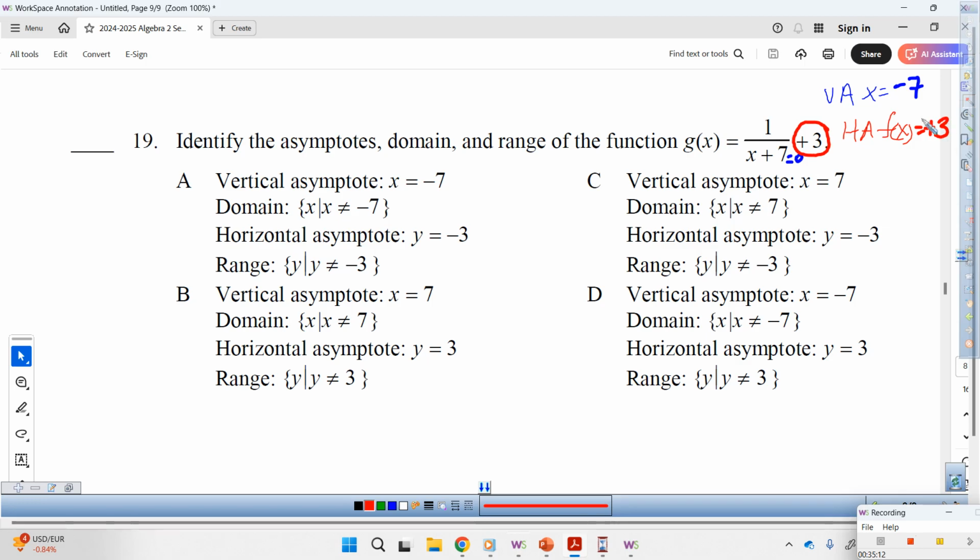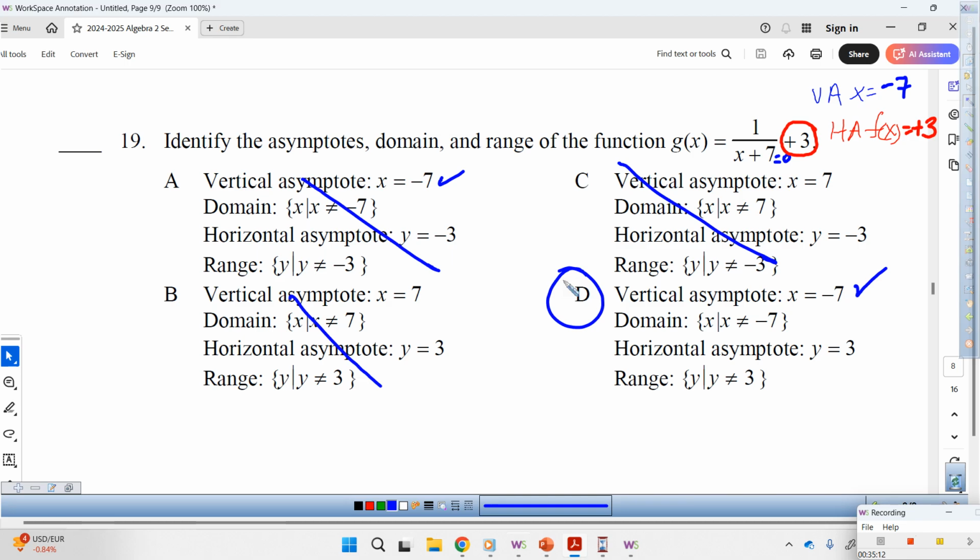So let's match it. X equals -7. Let's see which one has -7. This one and this one. So it can't be C or B. And which one has the HA +3? Not this one. So the correct answer is D.